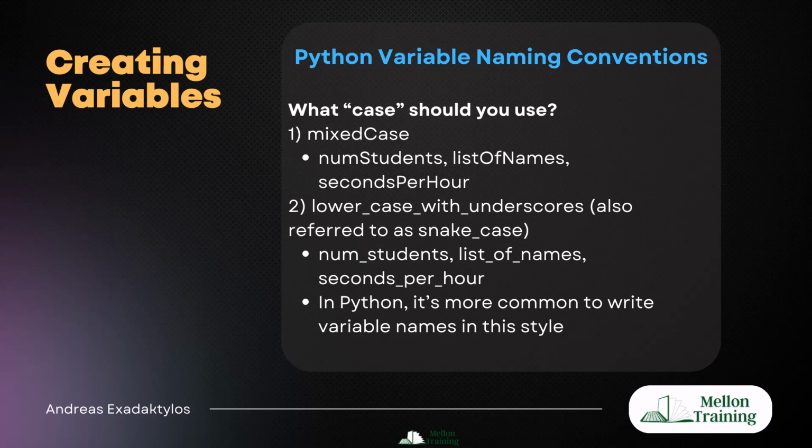The other way to do it is to use underscores, keeping everything lowercase and then using an underscore in between each one of these. This is also referred to as snake case. That's what those variables would look like in snake case, or lowercase with underscores. In Python, it is more common to write variable names in that style. It's not prohibited to use mixed case, but it typically is more in the style of Python generally to do it that style. In fact, there's a whole topic about this, and it's referred to as PEP 8.